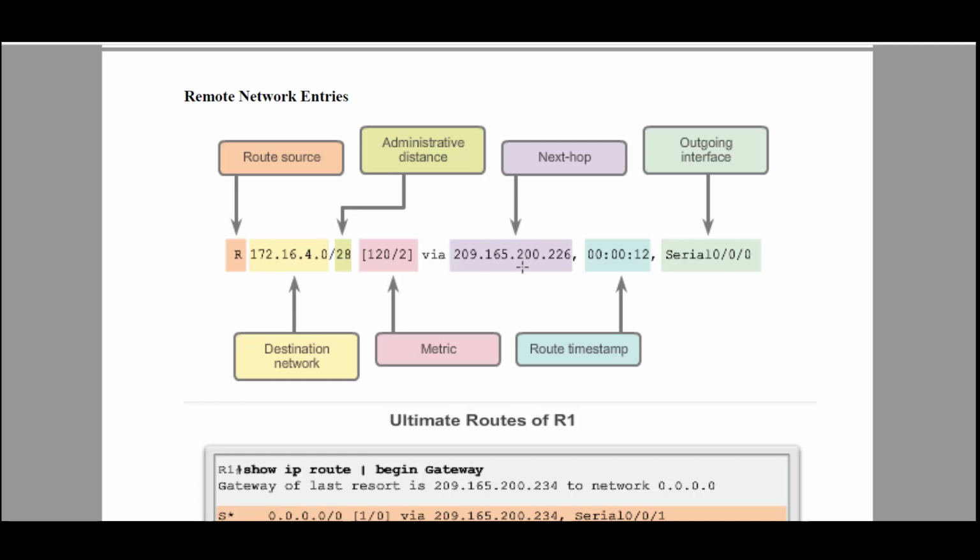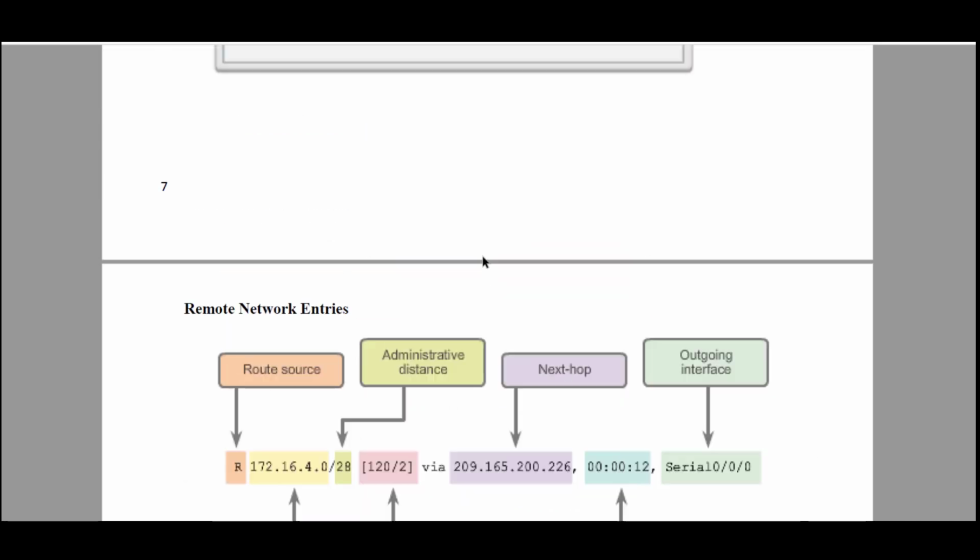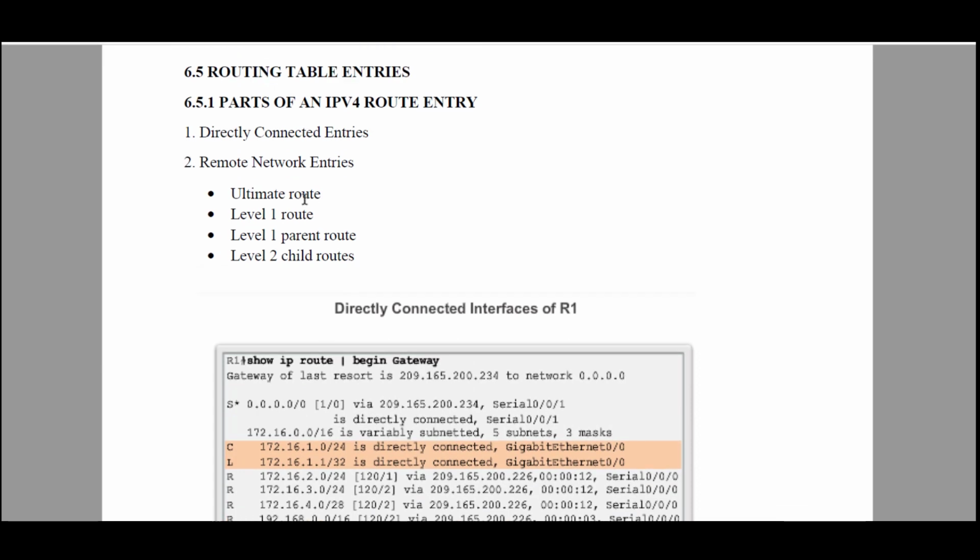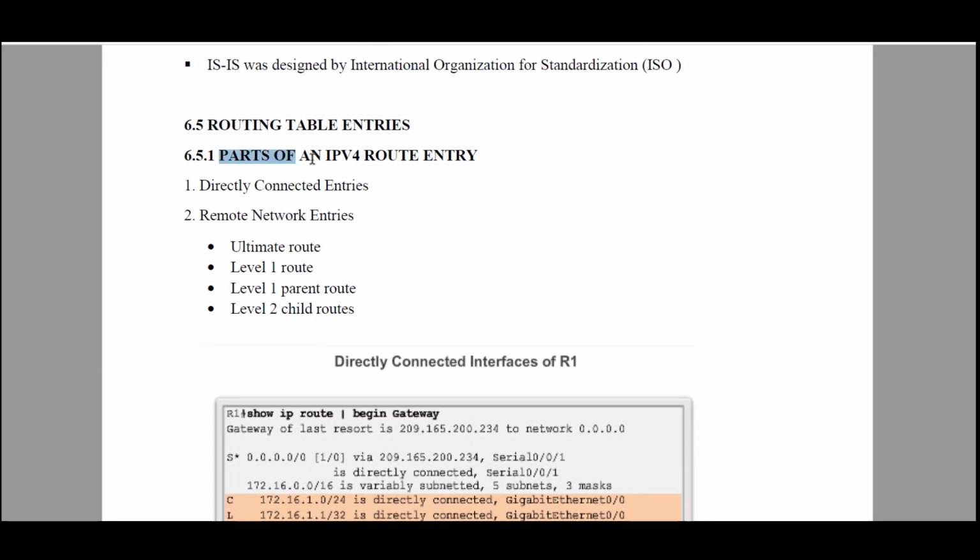Then via, the next jump, where you want to make the next jump, then when this particular route was created, and the name of the interface. The IP address and the name of the interface will be the same, whatever the IP address is for this Serial 0/0/0. So this is how each and every line of your router's routing table will look. This is the first thing we studied: the parts of an IPv4 route entry.